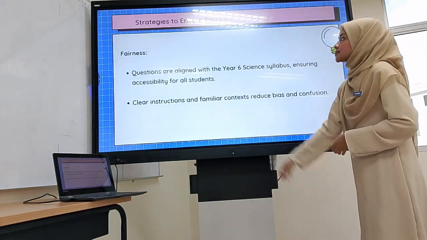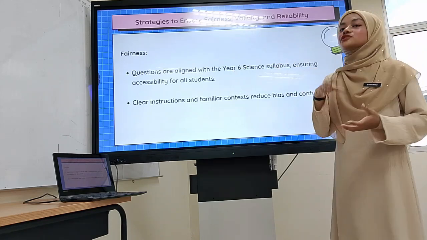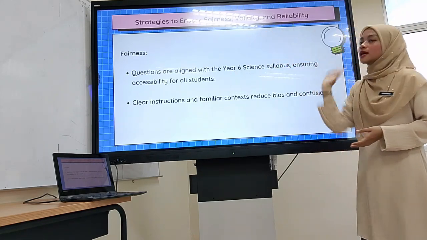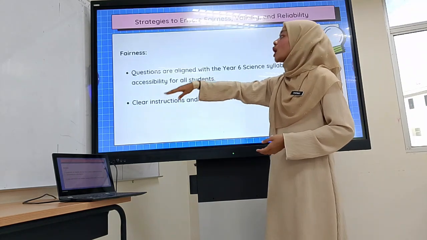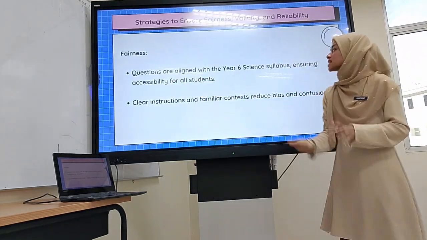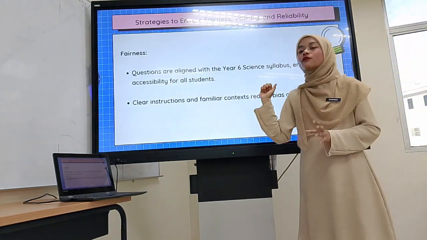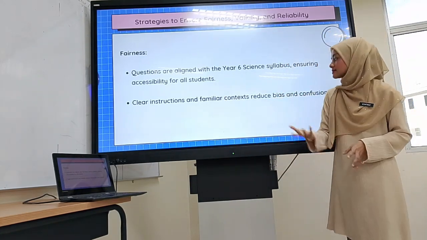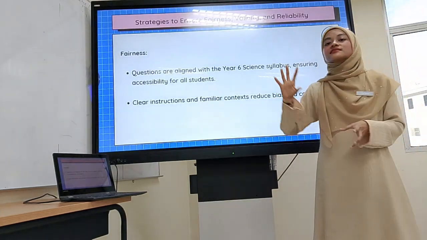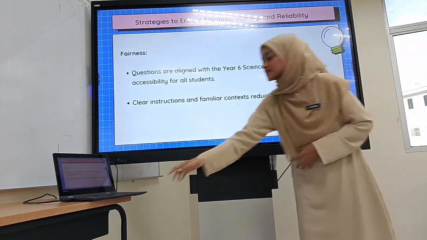Okay, next, there are a few strategies to ensure fairness, validity and reliability, the 3 most important aspects in creating a test. First, fairness. Our questions are aligned with the Year 6 Science syllabus, ensuring accessibility for all students. And also, we provide clear instructions and familiar context to reduce bias and confusion. So this is how we ensure fairness.